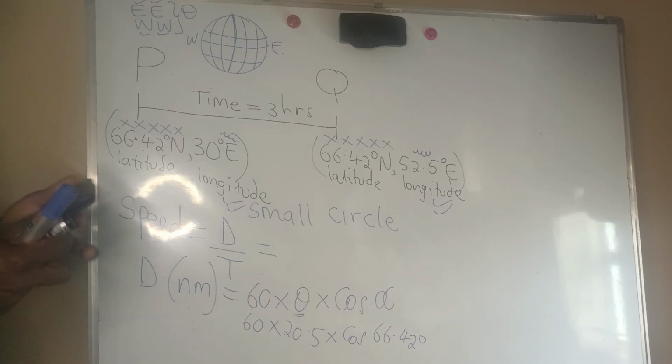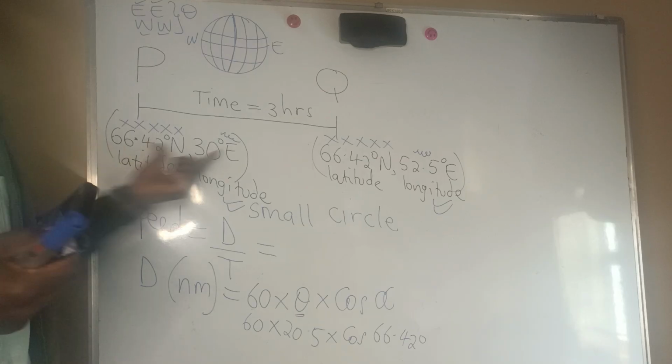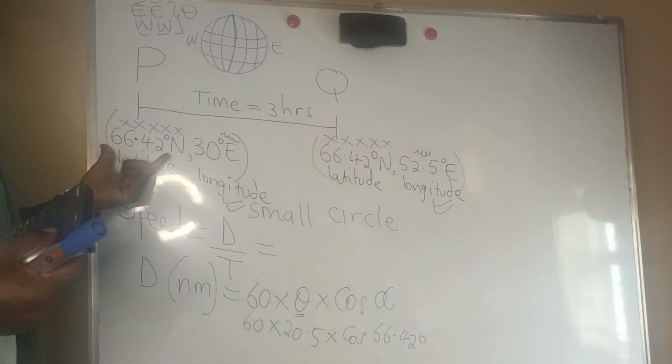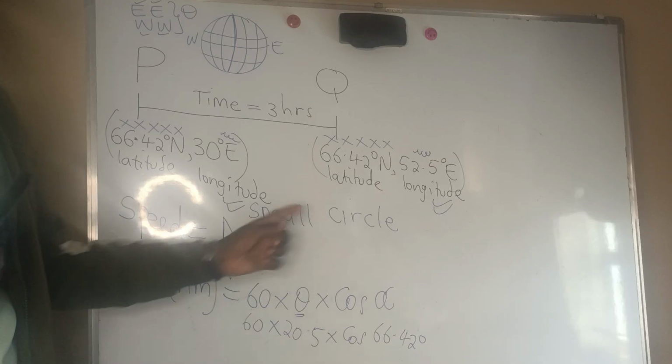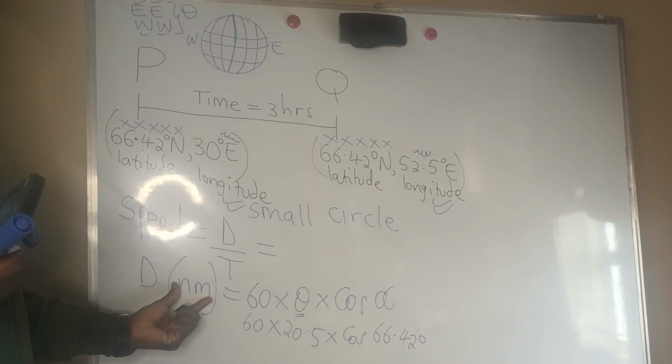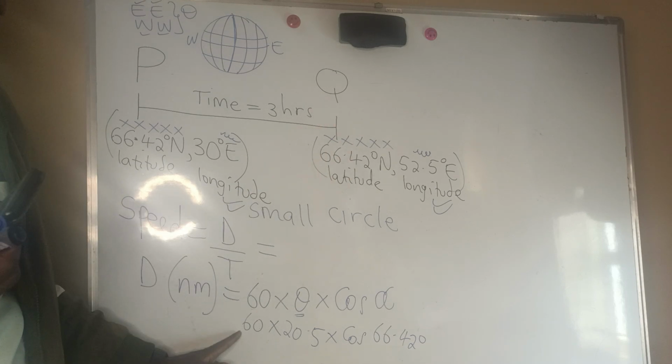I want to repeat this. This point P and this point Q are on the same latitude. If found on the same latitude, they are treated as being on a small circle. For me to get the distance between them in nautical miles, if they are found on a small circle or on the same latitude, I'll say 60 times theta times cos alpha.